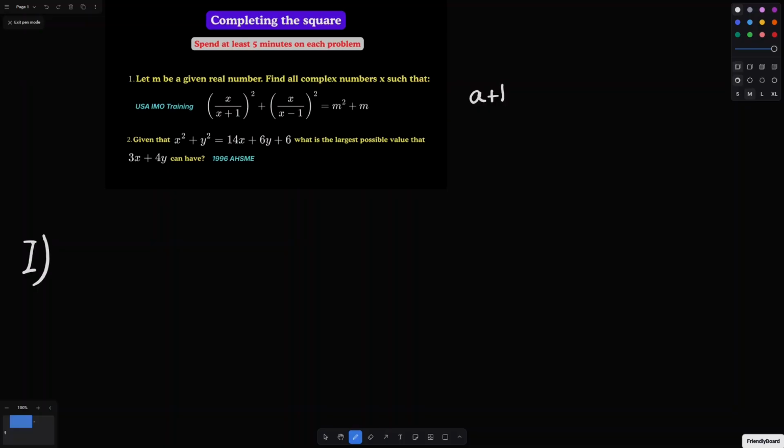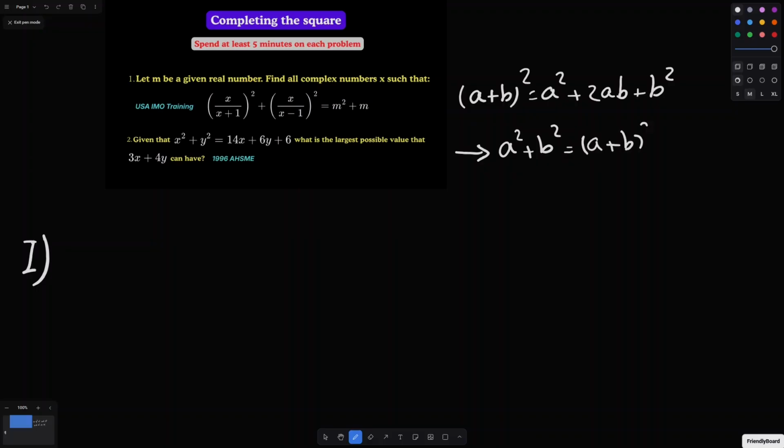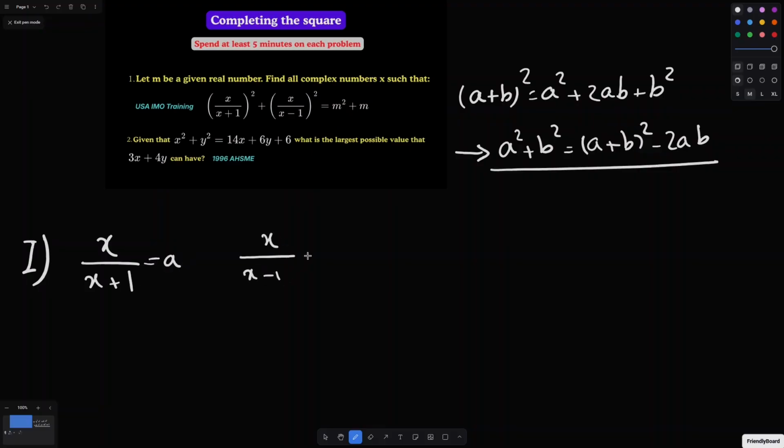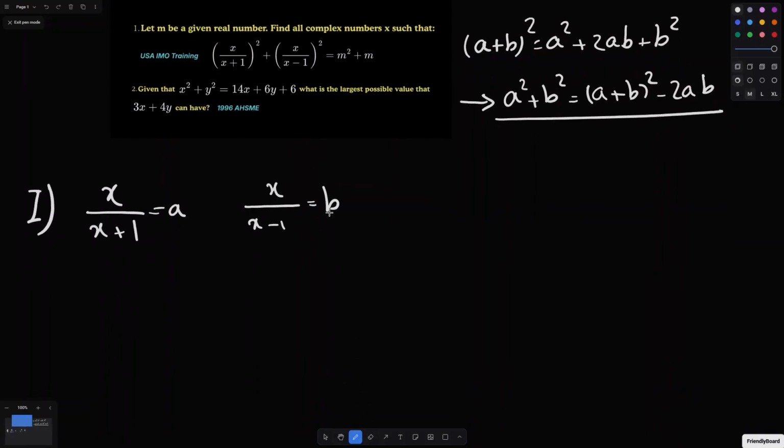First, the simplest identity, if I have (a+b)^2, this equals a^2 + 2ab + b^2, correct? So I can also write this in a different way. I can just say that a^2 + b^2 = (a+b)^2 - 2ab. Okay, so this is now the different form I can write this. And if you take a look at the equation here, if I say x/(x+1) = a and x/(x-1) = b, that's exactly what I have. So I practically can rewrite everything in this form.